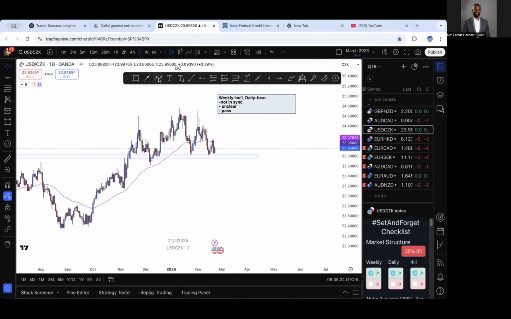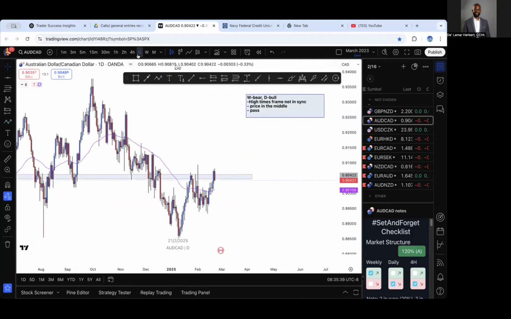So essentially, we'd have to see price make that structure shift. And actually, that's not even the structure shift. The structure shift would be way up here. So it just seems way too far to even consider right now. So that's the reason why that's a pass. Another reason why it's a pass.